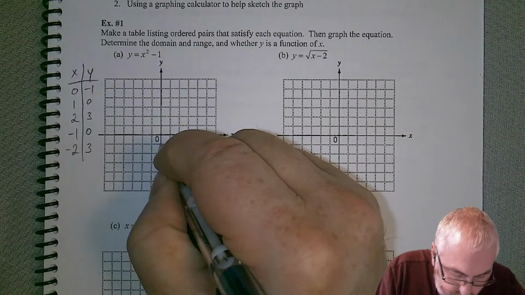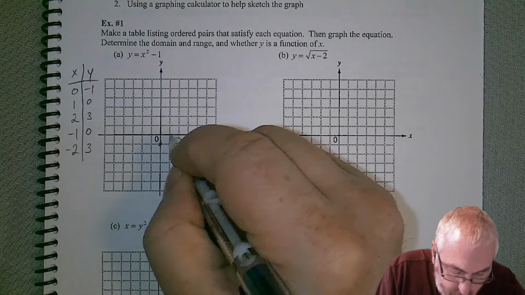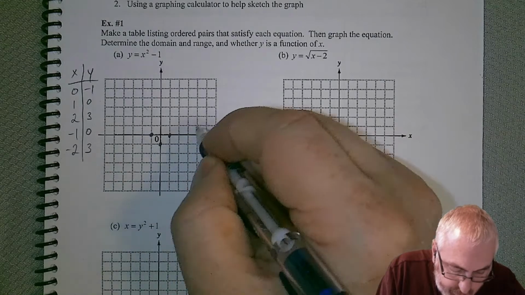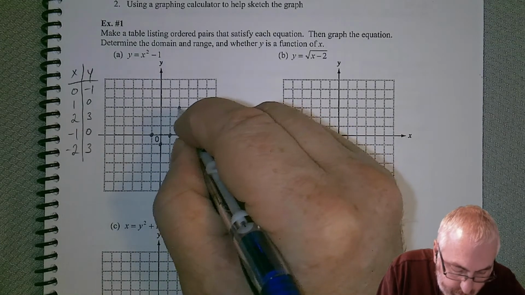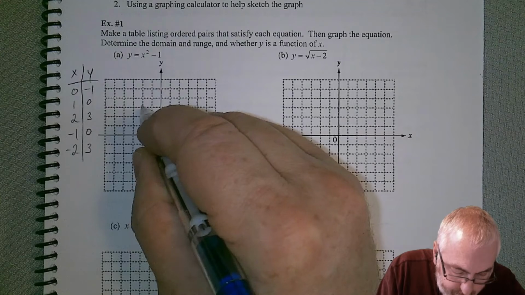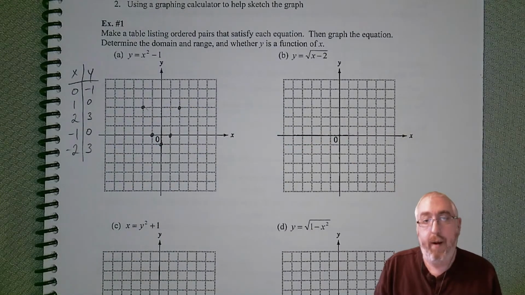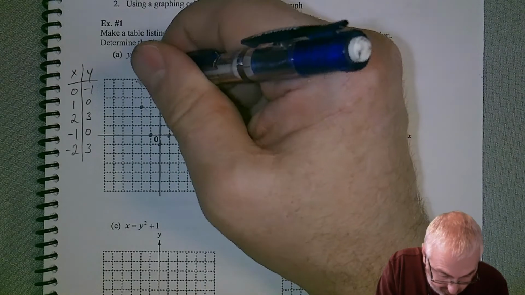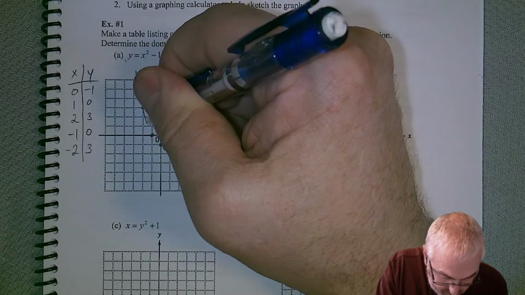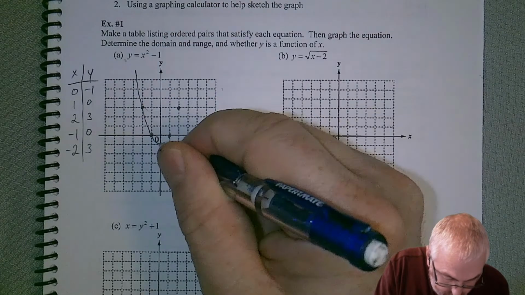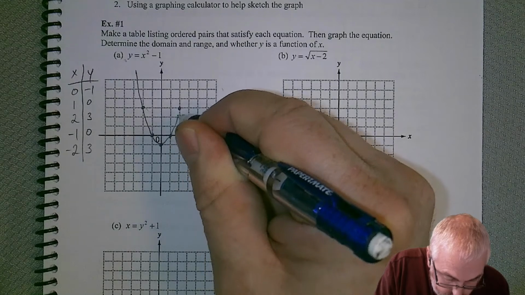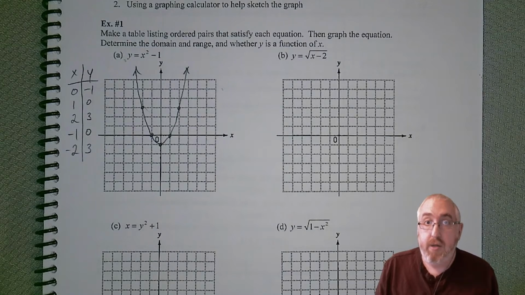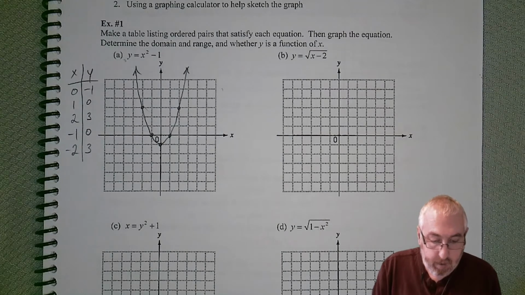So we have (0, -1), (1, 0), (-1, 0), (2, 3), (-2, 3). Well, what do you think we got? Hopefully you're screaming parabola, which would be right. So there's our sketch based on our table of values.